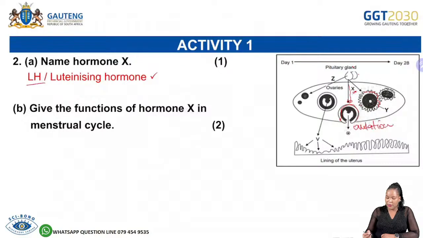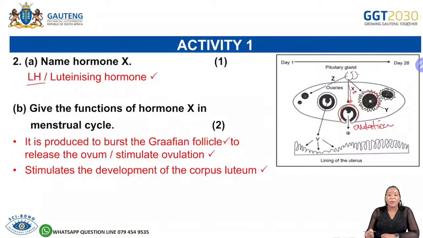Give the functions of hormone X in the menstrual cycle. So this hormone X, what is it responsible for? Already from the previous question, you have your answer here. It is produced to burst the Graafian follicle. This is what is happening here, to release the ovum, or you can say it stimulates ovulation. Rupturing of the Graafian follicle to release an ovum is called ovulation. Then it also stimulates the development of the corpus luteum. See here, the development of that yellow body is stimulated also by hormone LH.